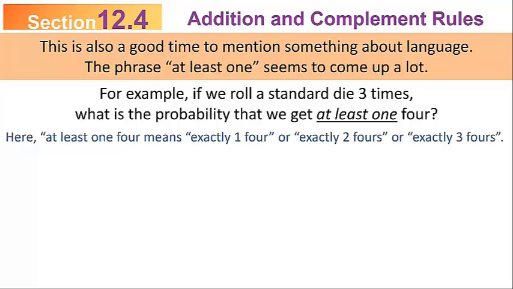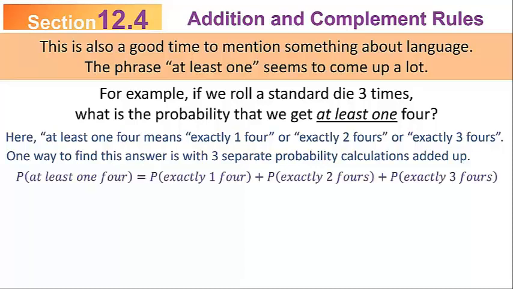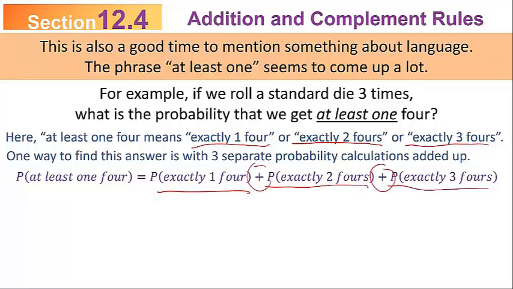At least 1 4 means you get exactly 1 4, or exactly 2 4s, or exactly 3 4s. That's what it means to have rolled at least 1 4 in the context of rolling the die 3 times. One way to answer this question is just to do 3 separate probability calculations and just add up the results. Just find the probability of getting exactly 1 4, then find the probability of getting exactly 2 4s, then find the probability of getting exactly 3 4s, and just add them all up. That's one way to do it. You could take this, and this, and this, and just add up the 3 separate probabilities. That's quite a bit of work.